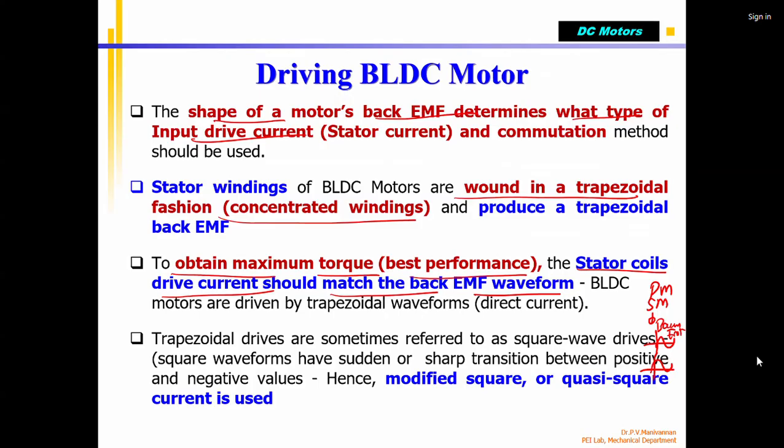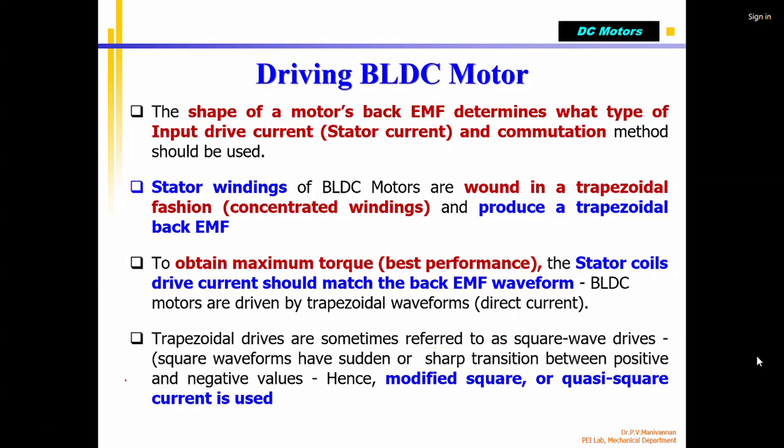The winding is distributed. In case of a BLDC motor, the stator coils are concentrated winding, so the generated back EMF will be trapezoidal in nature. So you need to supply the stator with trapezoidal current. The supplied current to the coil also should be trapezoidal. I'm going to show this one. Then only you will get maximum torque. You cannot supply a sine wave to the stator coil of a BLDC motor like a permanent magnet synchronous motor; you have to remember that. The trapezoidal drive is sometimes referred to as square wave drive.